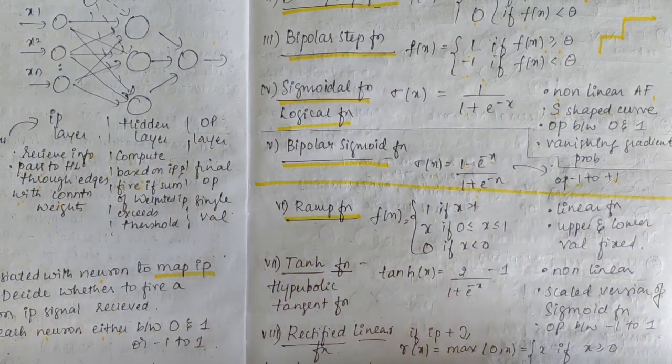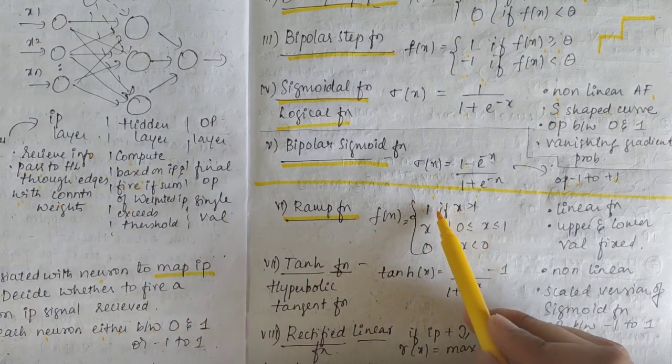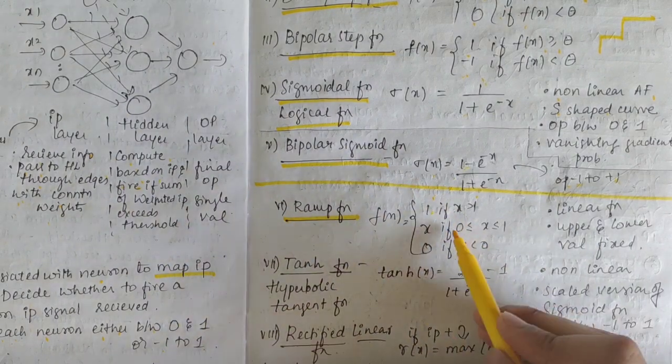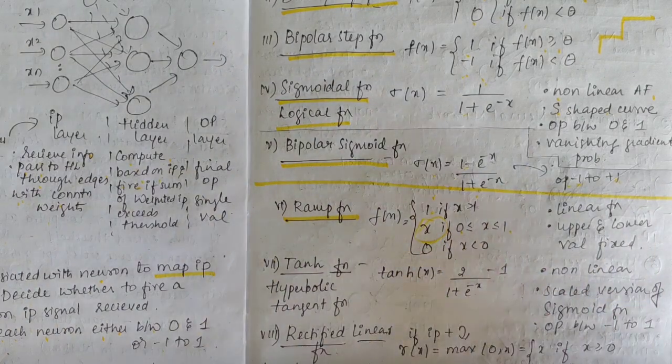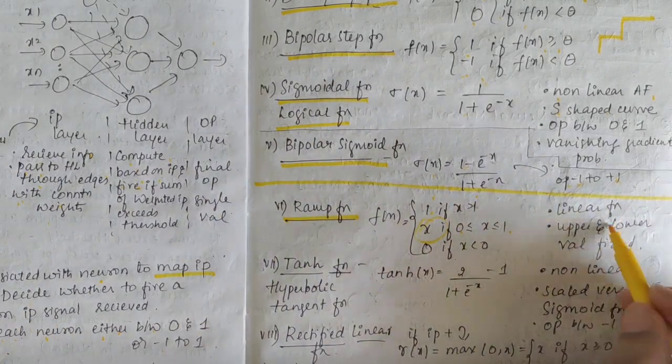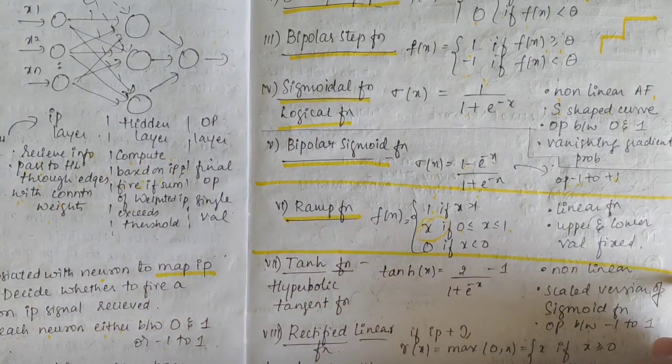Then we have the ramp function. So here the value ranges between 0 and 1, and the limit is set between 0 and 1. If the value is between 0 and 1, whatever the input is given, x would be the value. So it is a linear function. Upper and lower limits are being set, and the value is fixed. So this was about the ramp function.